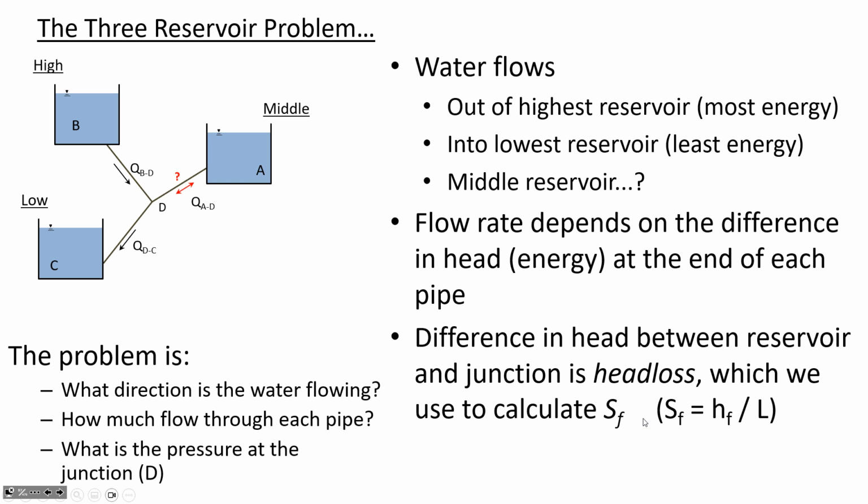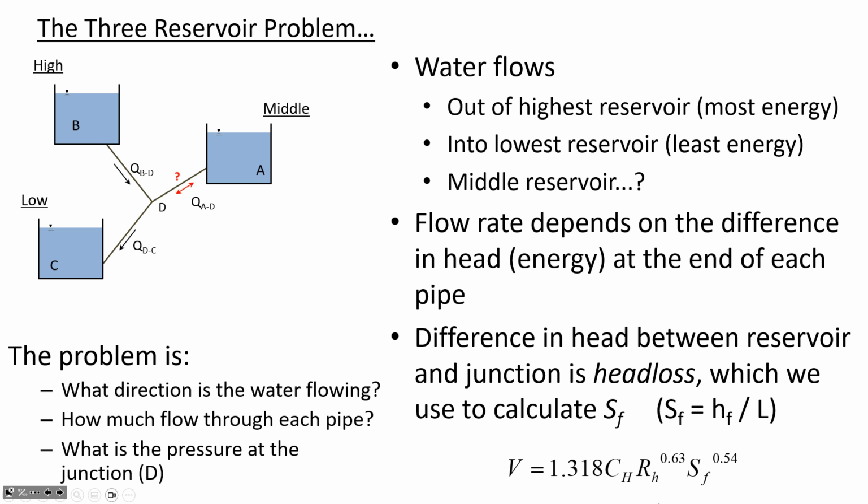That's right, the friction slope, or the slope of the energy grade line. So we'll need that slope of the energy grade line to tell us what the velocity through the pipe is. Today, because the three reservoir part of it is hard enough, we'll use a simple method for calculating energy loss. So remember, the simple method for calculating energy loss is the Hazen-Williams equation.